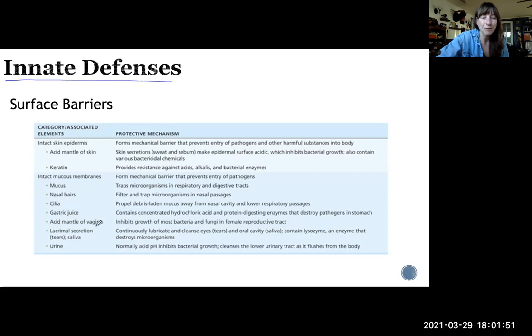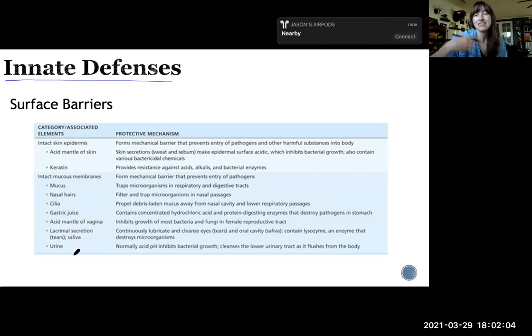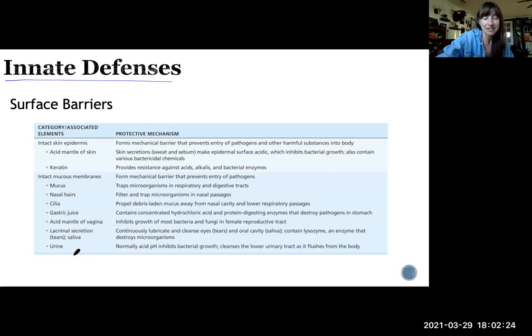Your acid mantle of the vagina. Okay, so if you have a vagina, then you have a mucous membrane there that also has its own acid mantle. The vagina is an acidic environment. It's designed to be so to prevent colonization from bacteria or things like yeast, right? It's a self-cleaning system and it's acidic, so it's supposed to take care of itself, and it will if you let it. So if you leave it alone and don't put a bunch of weird stuff in there, then it will take care of itself because of this.